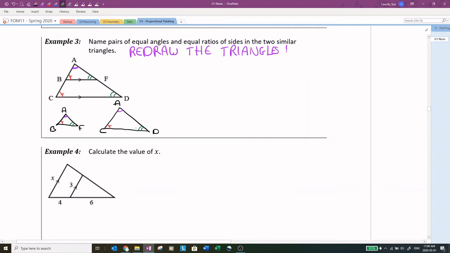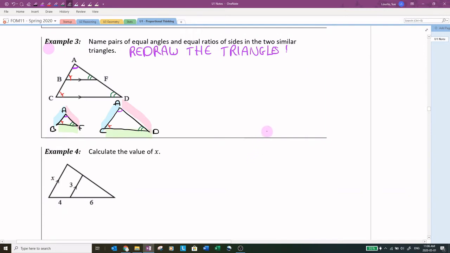Okay, so now it's easy for me to see that this side corresponds to this side, and this one corresponds to this one, and this one corresponds to this one. So now I need to write it up.